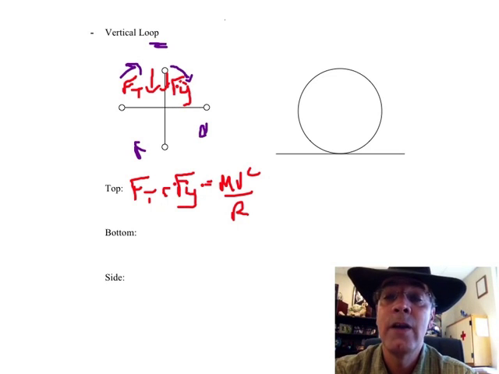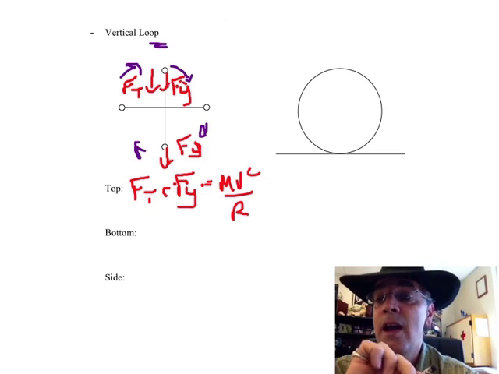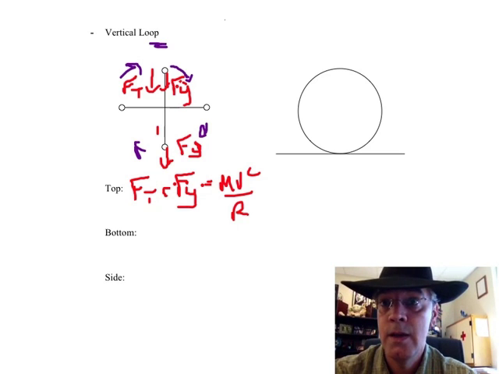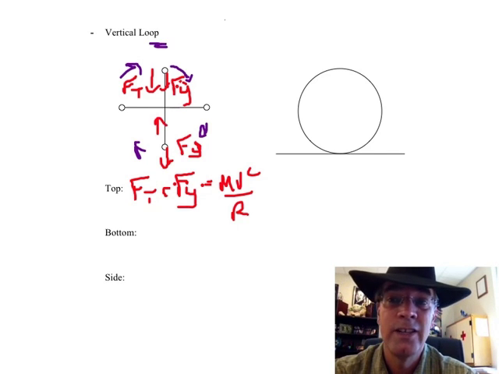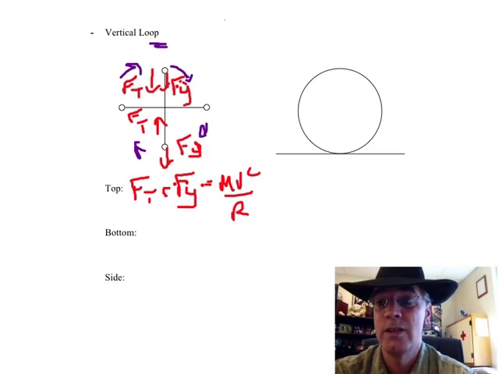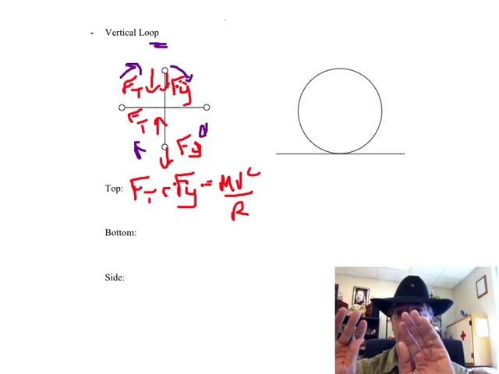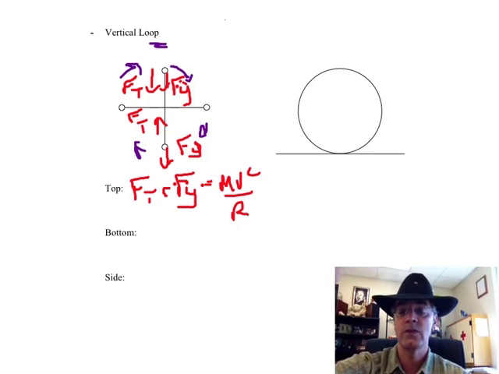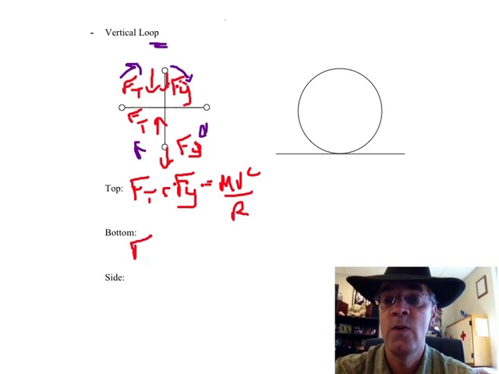Down at the bottom, my gravity is still going down. And then my tension goes up because tension can only pull. So my Ft is going the other way, and so they're going in opposite directions this time. And I know that my force tension has to be bigger because the sum of all my force has to be towards the center of my circle. And so that means that it's force tension minus force of gravity equals mv squared over r.